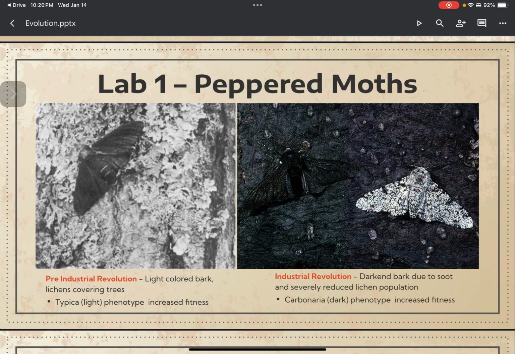Hello guys, I just wanted to do a quick video covering our lab 1 on peppered moths, because this is a great example of evolution, natural selection, and adaptation. So looking at the left and right hand side, starting on the left hand side, we have the pre-industrial revolution.